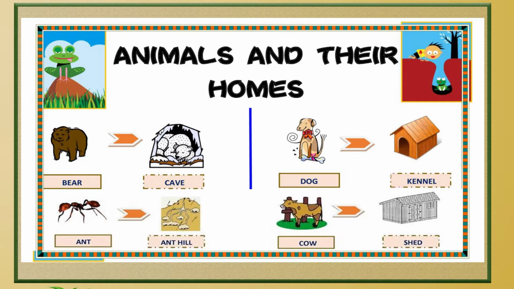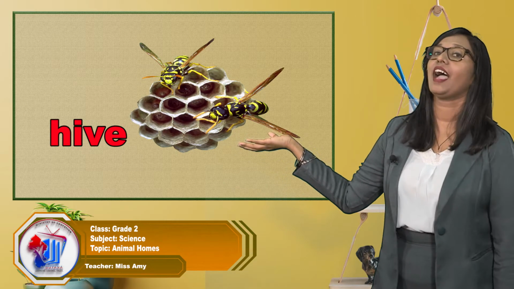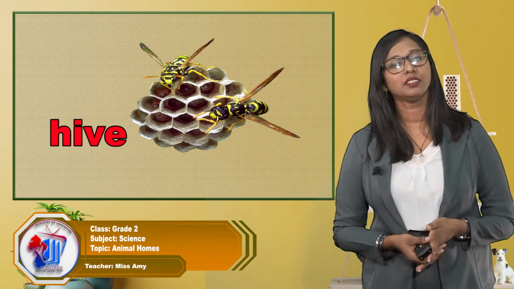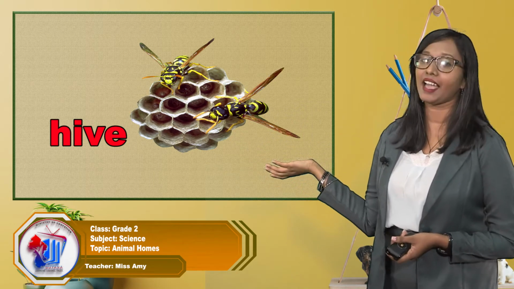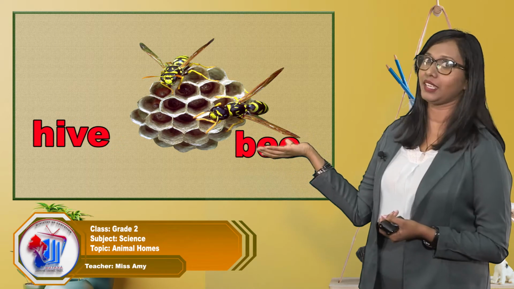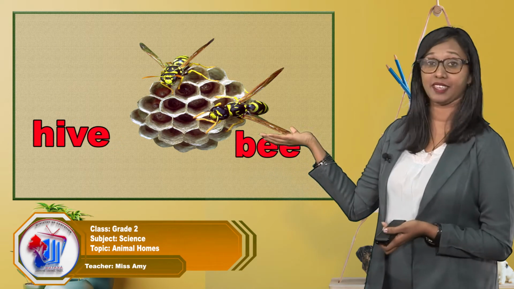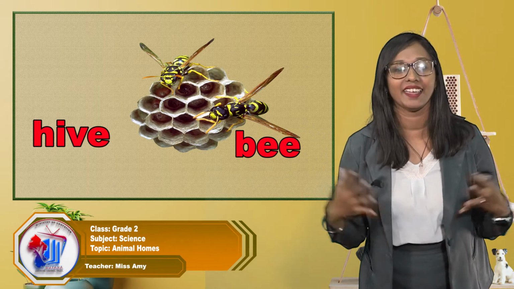Now here you have some animals and their homes. As you can see, boys and girls, each home for each animal have different names. So not all the homes are the same. Their homes have special names. Here we have a hive. Which animal do you think lives in a hive? A bee. Mr. Busybee lives in a hive.